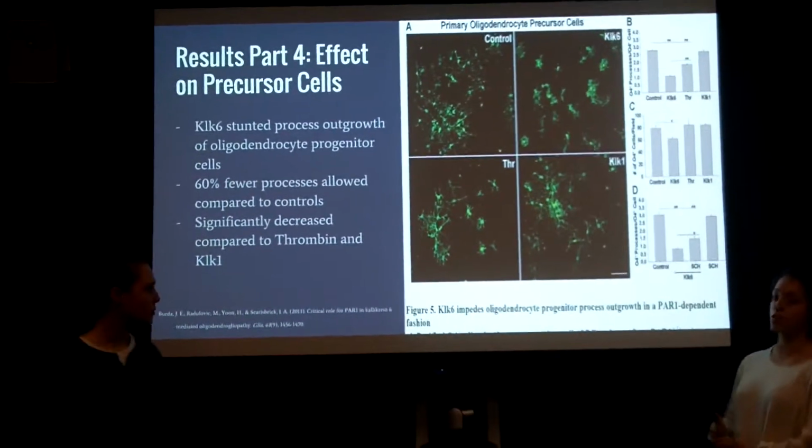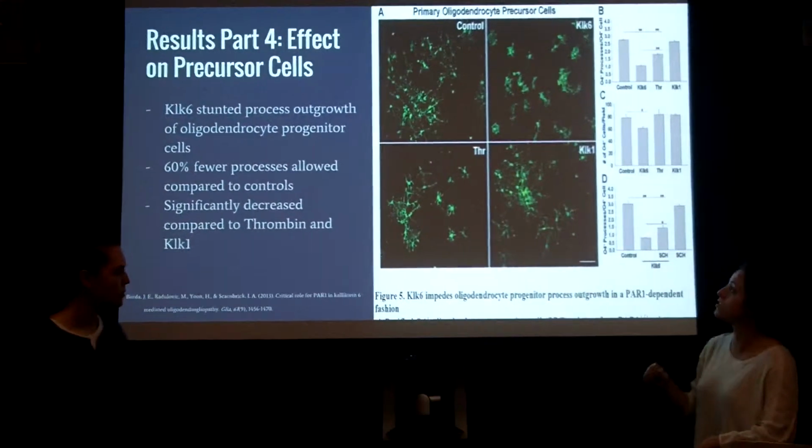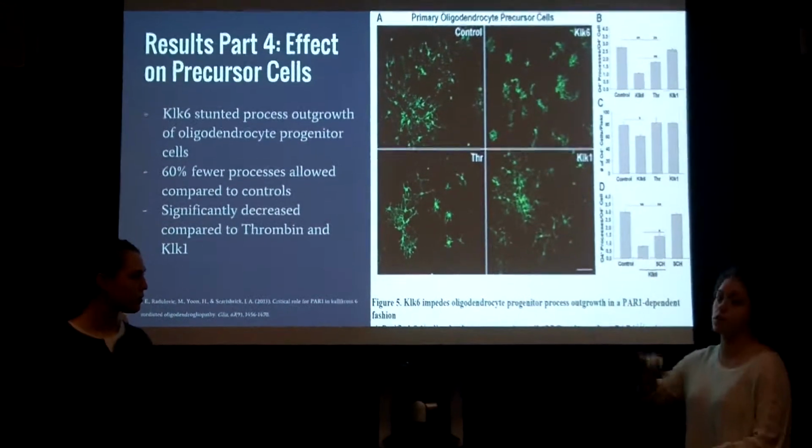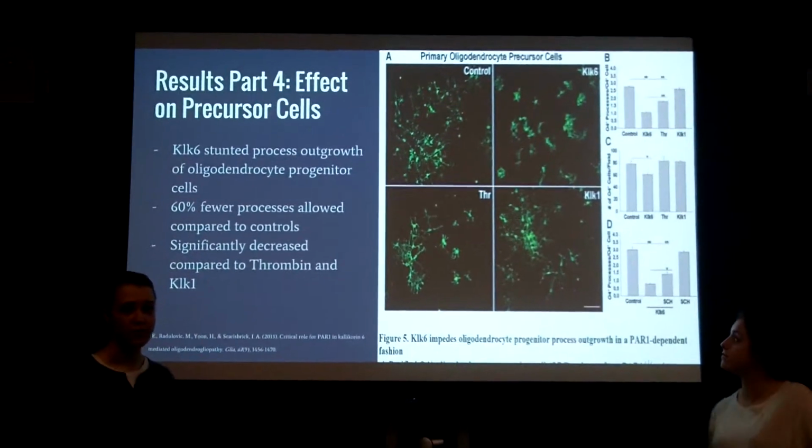Yeah, and they wanted to compare it, like we said earlier, to thrombin. And then they threw in another kallikrein, which is expressed in the central nervous system, and they saw that Kallikrein 6 defeated them by far. They also exposed it to Kallikrein 1, which is part of the family, and it didn't do anything.